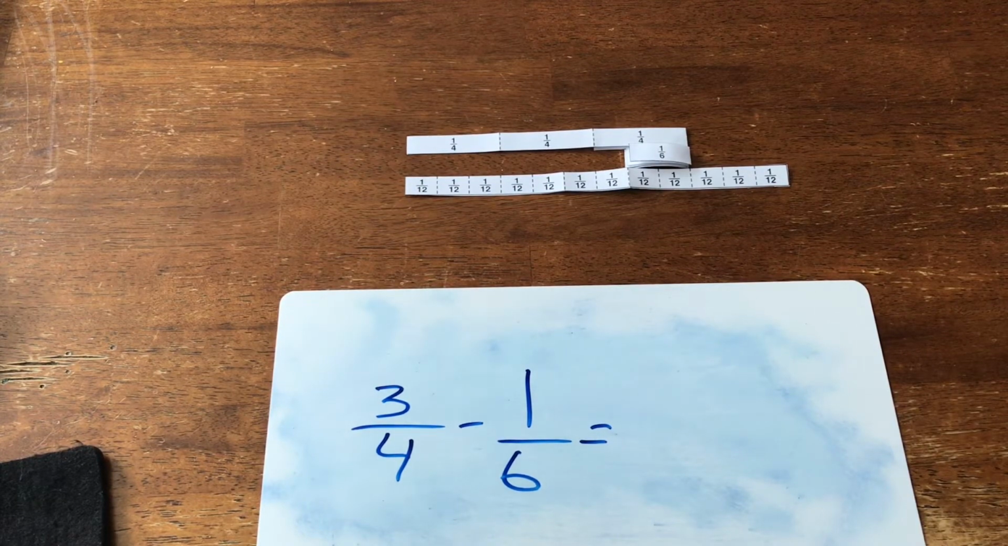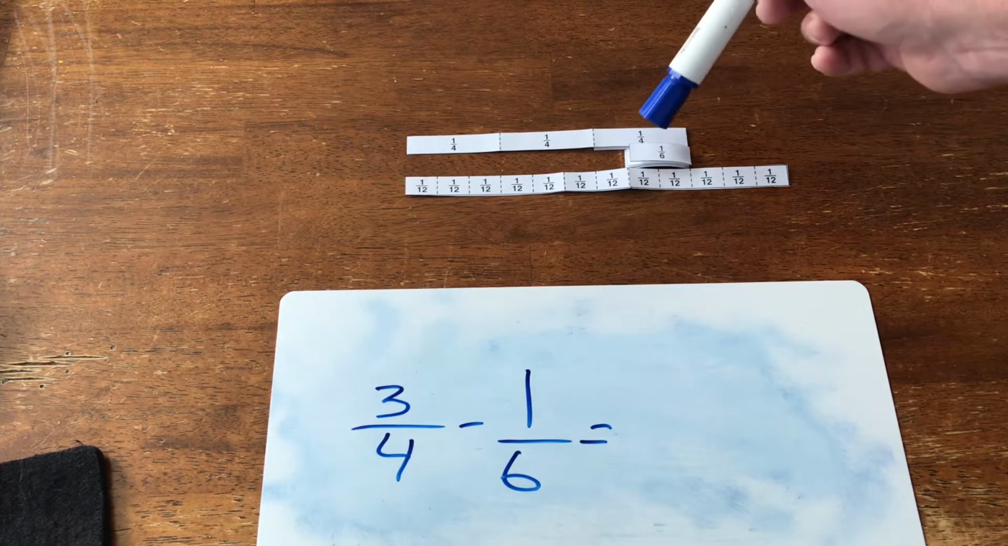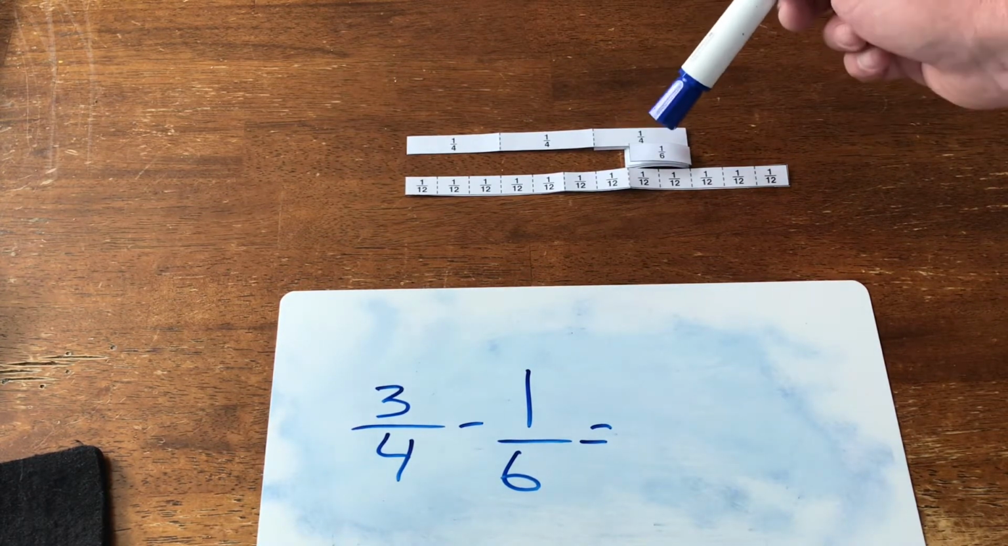Here's an example problem to show the subtraction of fractions using fraction strips. We have 3/4 minus 1/6, so we have the 3/4 strip folded, so 3/4 are showing. The 6th strip folded, so 1/6 is showing.